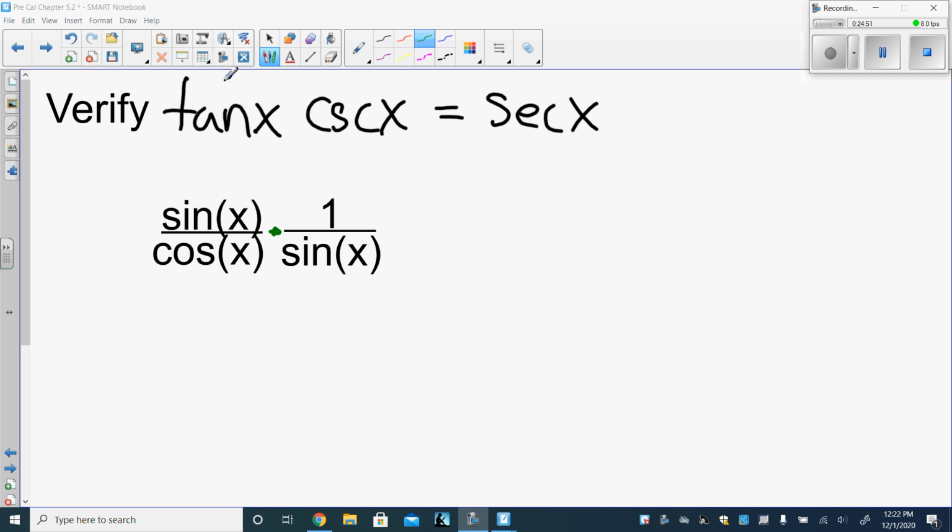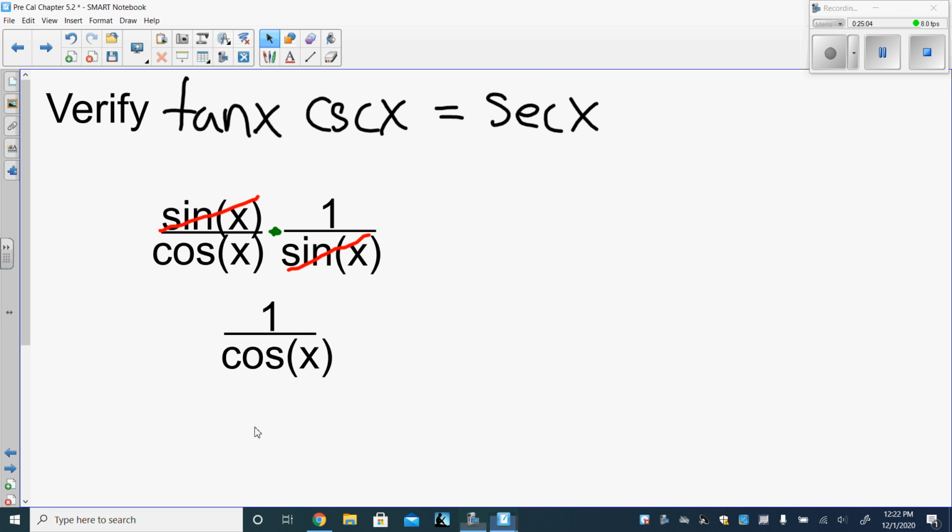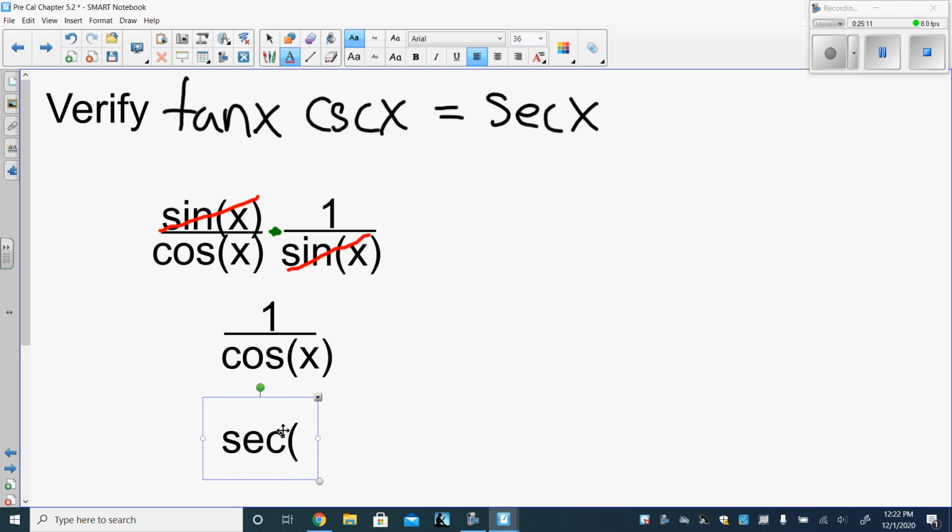Now, when we multiply these here, well, hey, sine and sine will cancel out. And what that will leave us with is 1 over cosine of x. Now 1 over cosine of x, according to our reference sheet, our identities, is equal to secant of x. And that's it. So some of these are easier than others in that we don't have to do as much. But that's all we have to do for this one here.